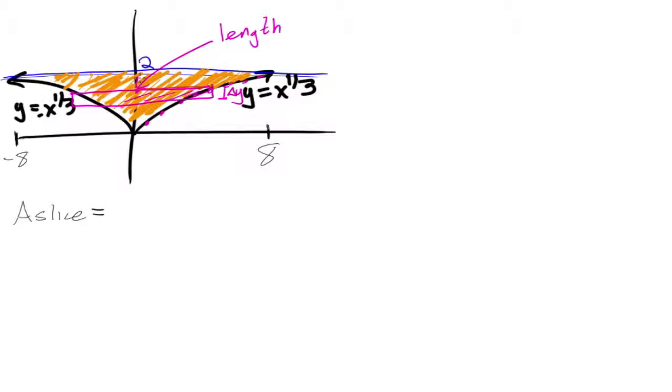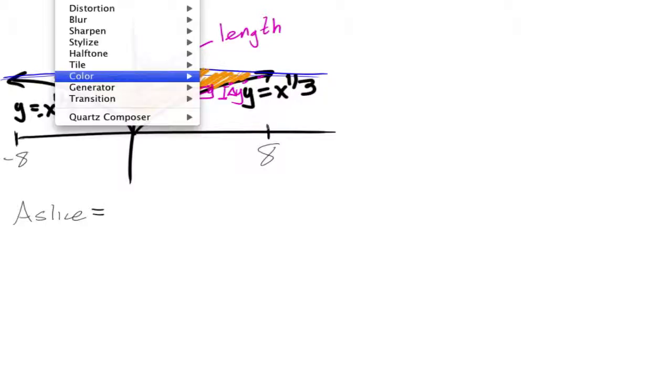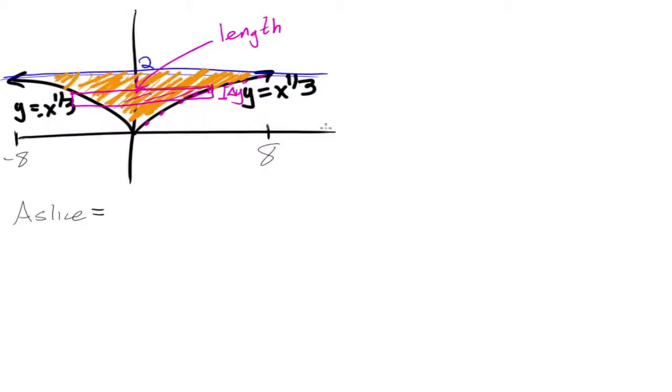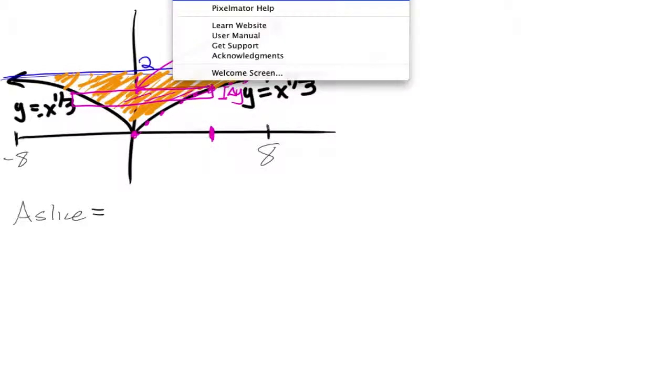Is it just the function? No, it's not. Well, it's related to the function, right? Is it the inverse? The slice in the x direction is going to be equal to 8 minus whatever the y value is, times the function. So right here, all you're doing is looking at the distance from here to here. So f of y, which is simply the x value, right?